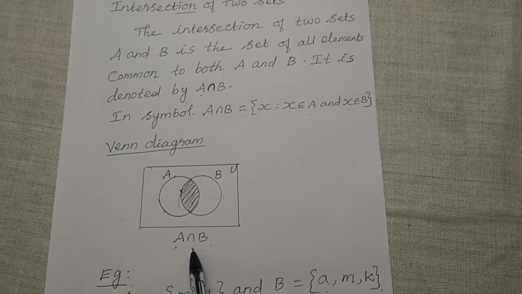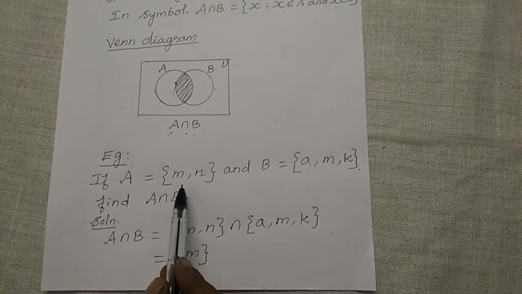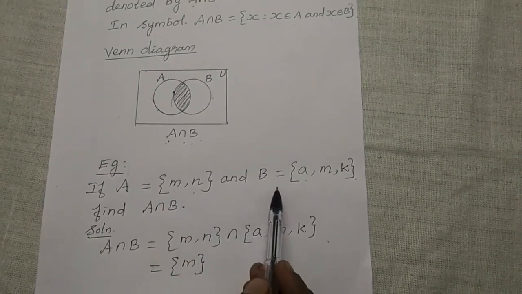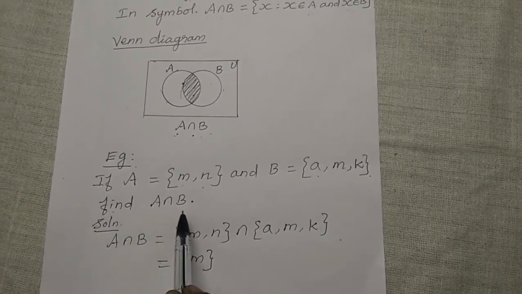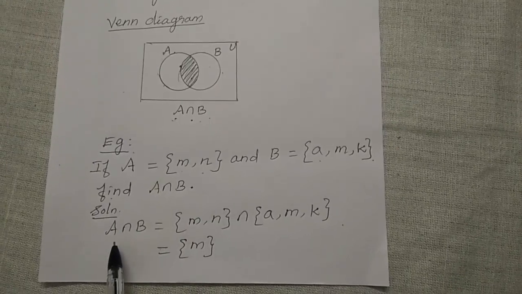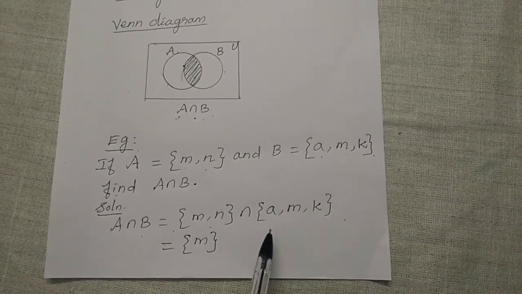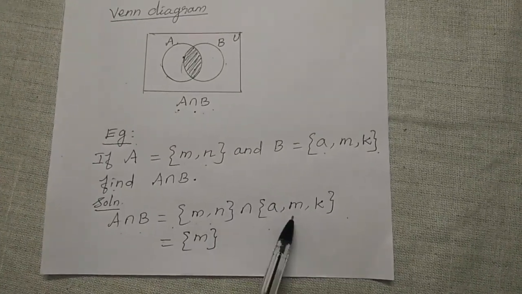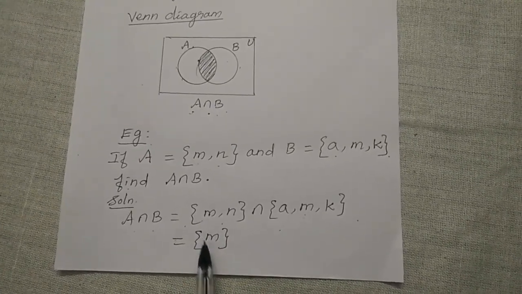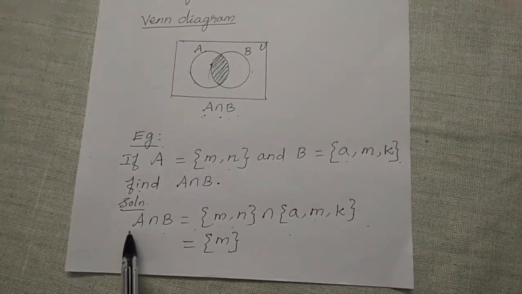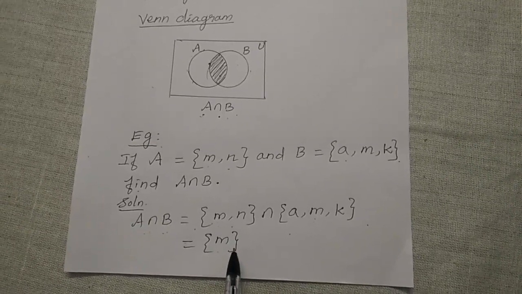For example, if A is equal to the set of M, N and B is equal to the set of A, M, K, then find A intersection B. The solution: A intersection B, which element is common to both? Very good. M is common. So the set of M is the answer.